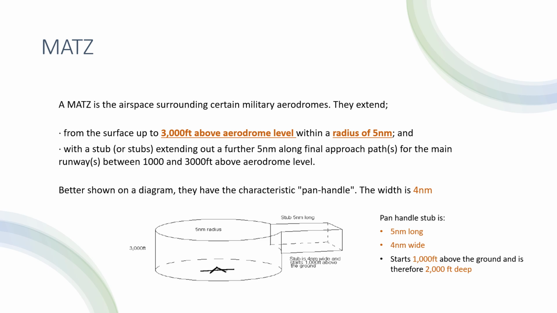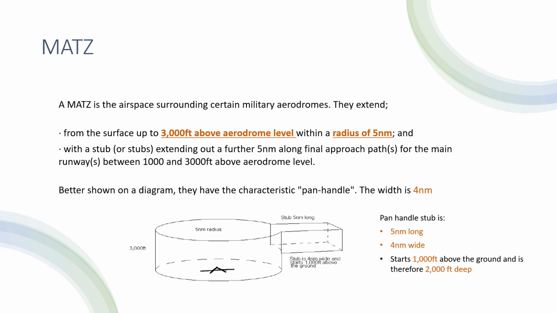The military ATZ cylinder, or MATZ, is bigger. It wraps itself around the ATZ, which still exists inside the military air traffic zone. The MATZ wrapper extends to 3,000 feet above the surface of the airfield, and the radius is a whopping 5 nautical miles. A military ATZ also has an extension to the cylinder which is known as the panhandle, or stub.